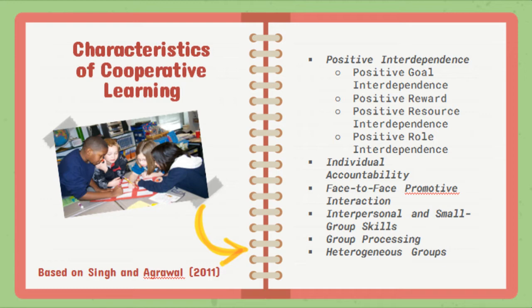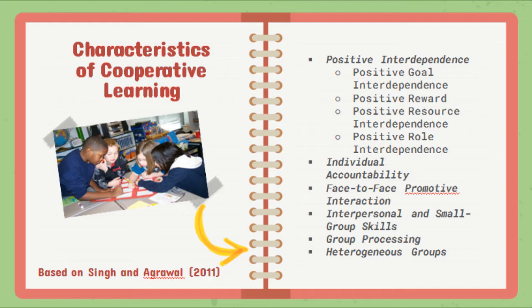Interpersonal and small group skills are an essential element in appropriate cooperative and small group learning. In coordinating this effort in order to achieve common goals, a student must be able to recognize and trust each other, communicate accurately and clearly, accept and support each other, and resolve conflicts constructively.